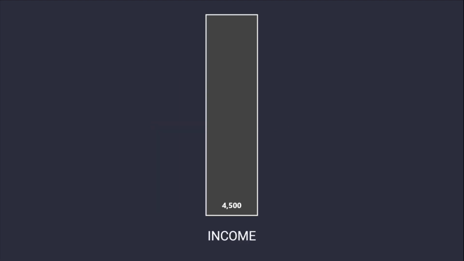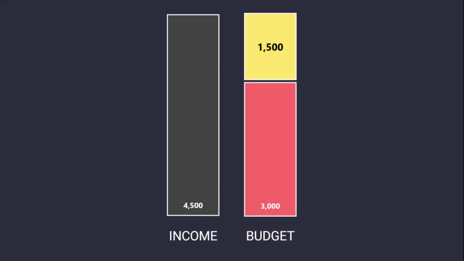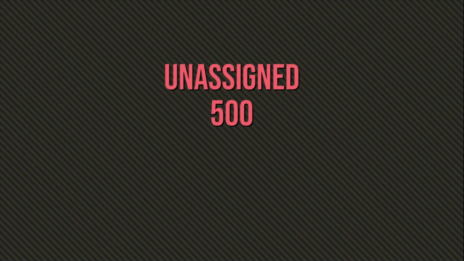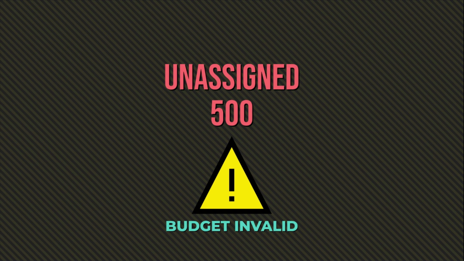The zero balance requirement is the psychological anchor of ZBB. If your income is $4,500 and your fixed expenses total $3,000, the remaining $1,500 must be proactively assigned to debt repayment, savings goals, or discretionary spending categories like entertainment. Leaving $500 unassigned means the budget is incomplete and invalid. This forces immediate decisions about surplus funds.